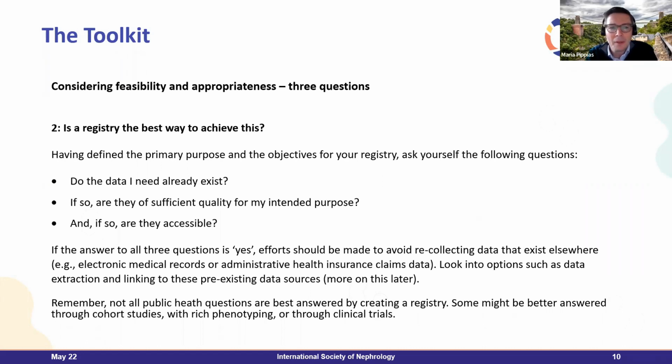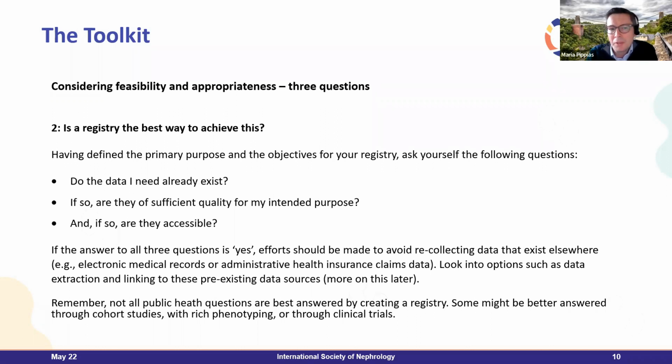And you should also ask if the data already exists. Increasingly electronic health records or insurance claims will have data, and so if your question is perhaps around dialysis treatment rates, it may be that claims data will give you those numbers, maybe not quite as easily, but with a little bit of work you'll get those data from an existing database.